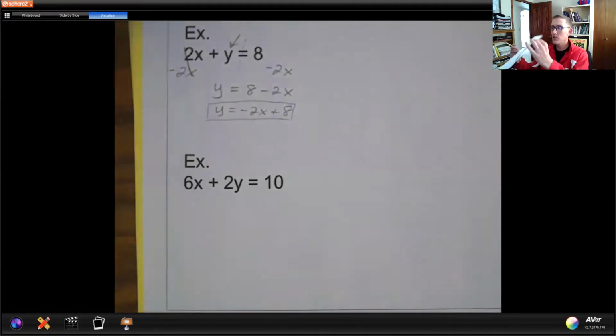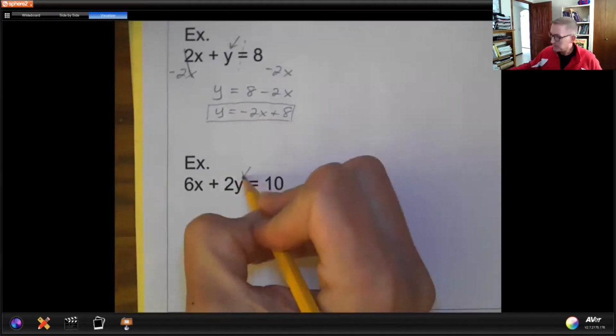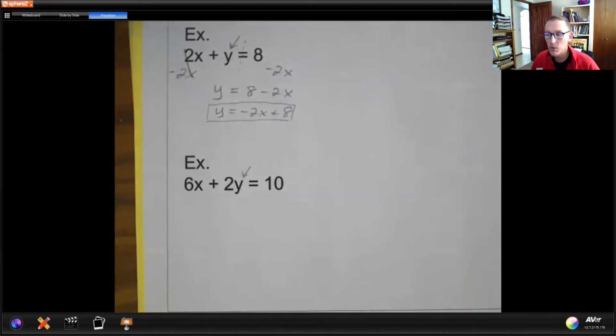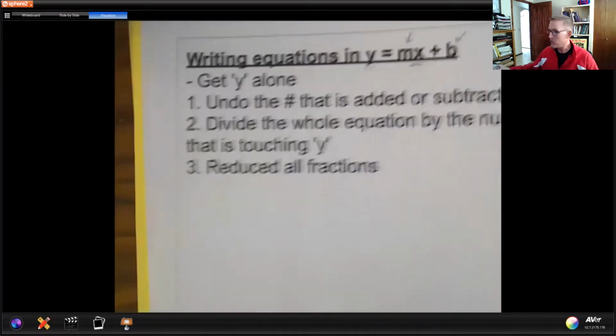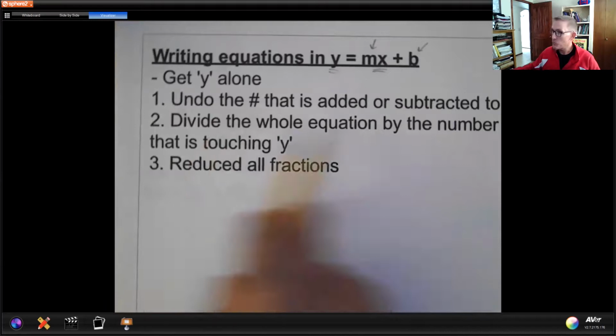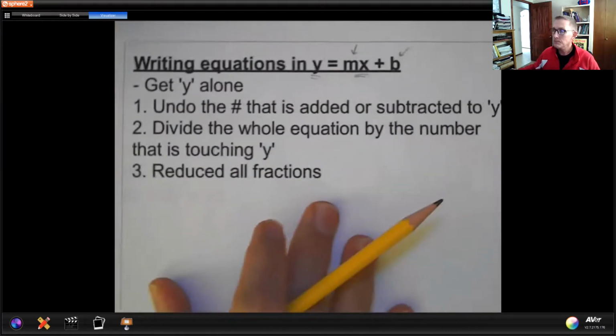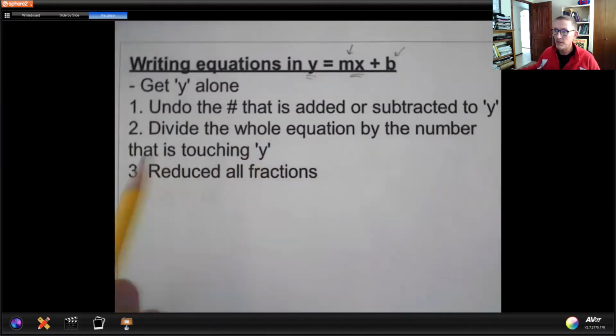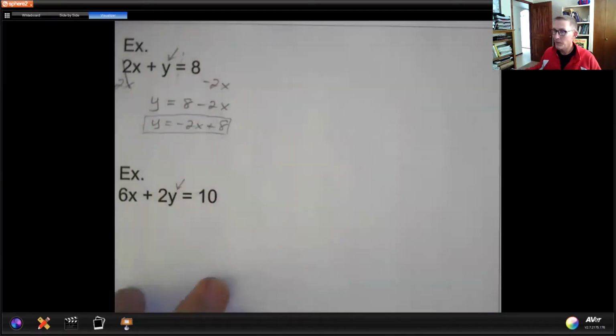Okay, so if we take a look at this here, again, my goal is to get y alone. Now, this one has a number touching y. So if we remember our notes, let's take a look back at our notes here. The first thing I'm going to do is undo whatever is added or subtracted to the y. And then step 2, I'm going to have to now do, which is divide the whole equation by the number that's touching y. And then I'm going to reduce at the end. So always undo addition and subtraction first.